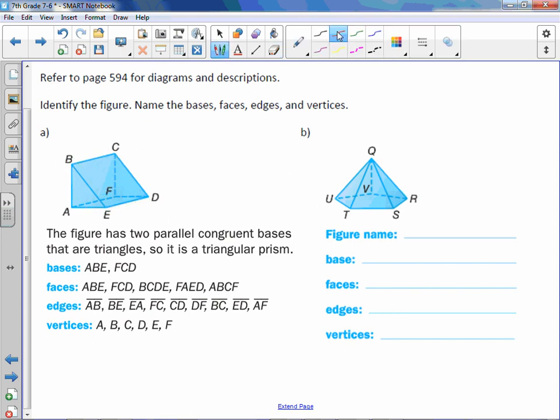Your edges: AB, BE, EA, FC, CD, DF, BC, ED, and AF. And your vertices are your points here, A, B, C, D, E, and F.